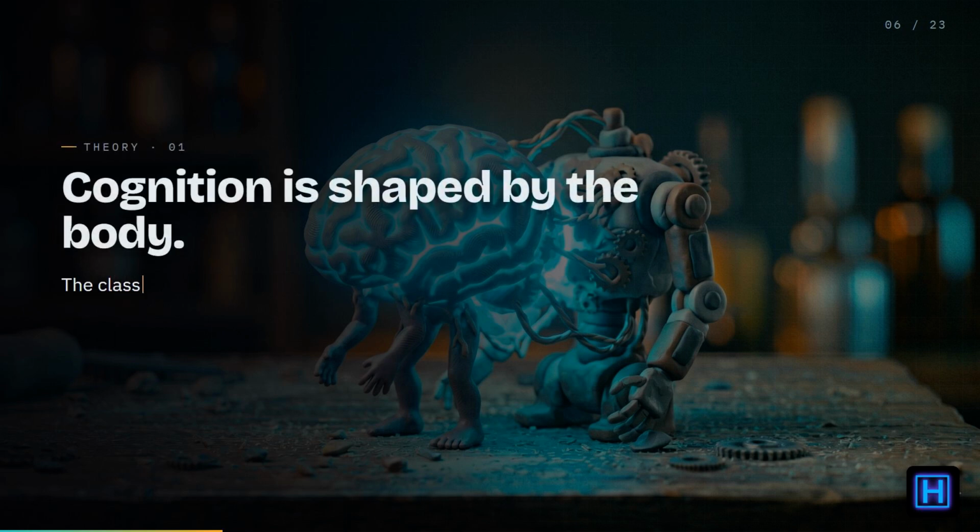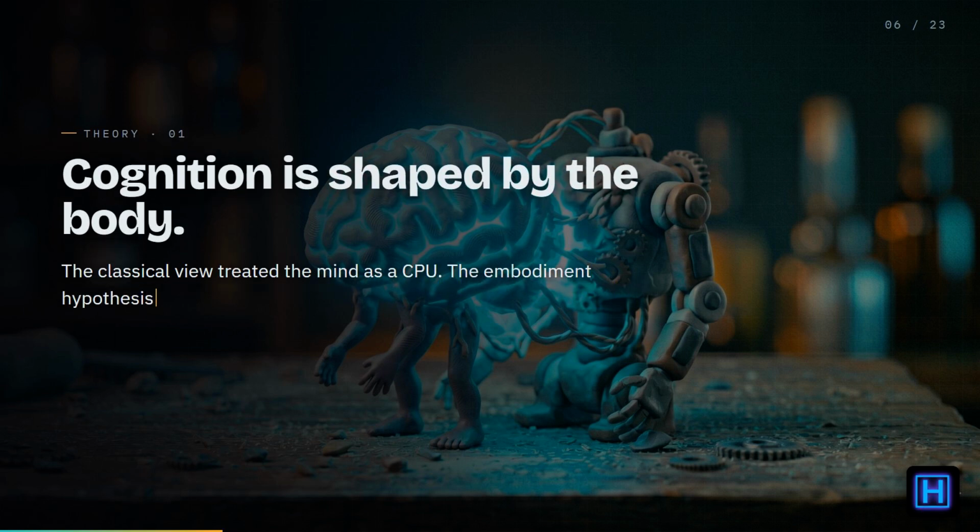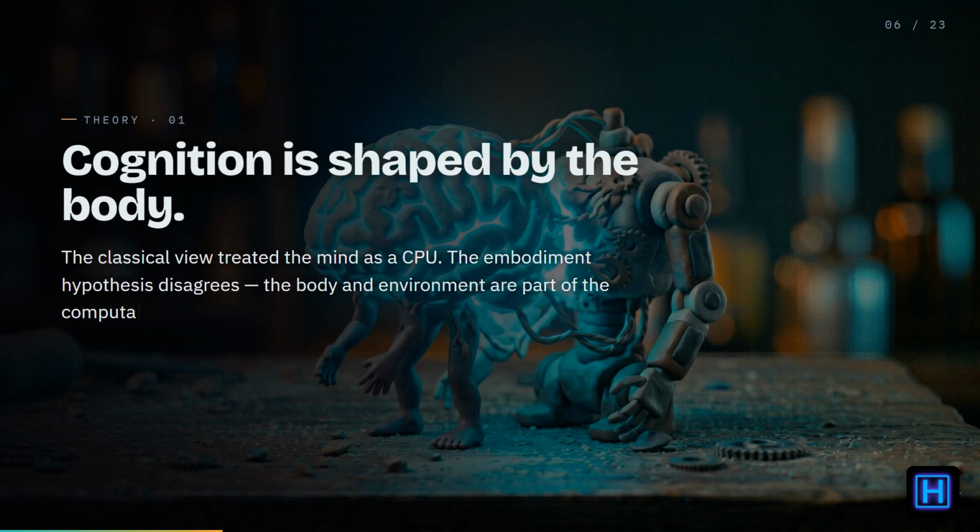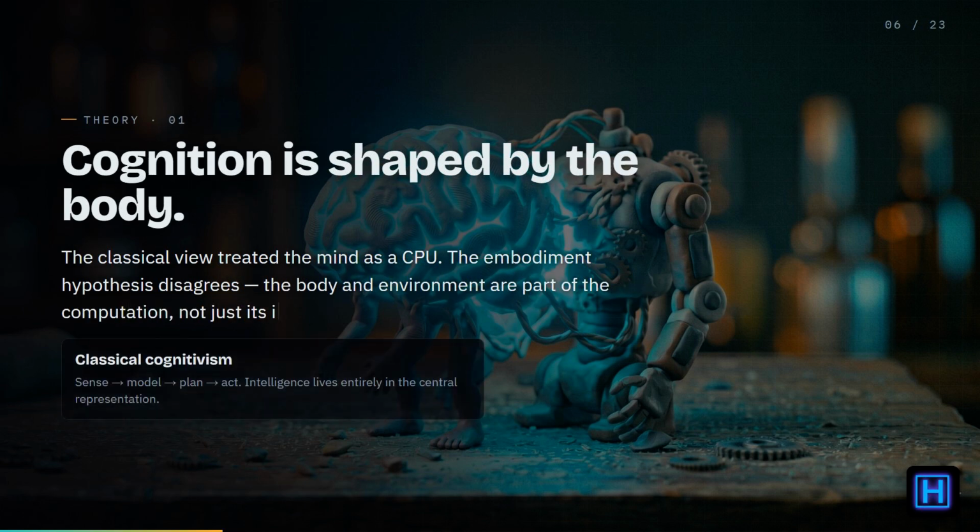Cognition is shaped by the body. The classical view treated the mind as a CPU. Perception writes a world model. Reasoning runs on it. Commands come out. The embodiment hypothesis disagrees. The body and environment are part of the computation, not just its input and output.